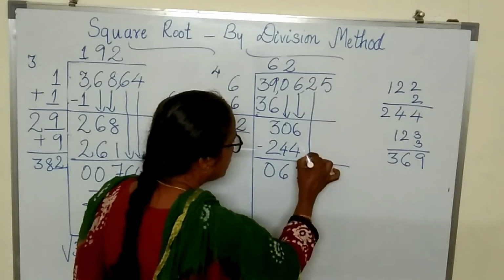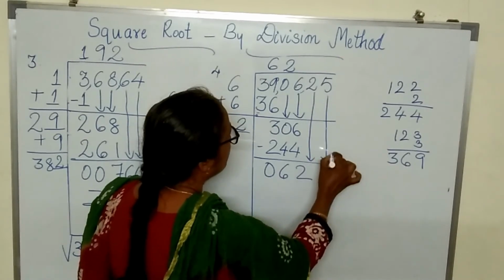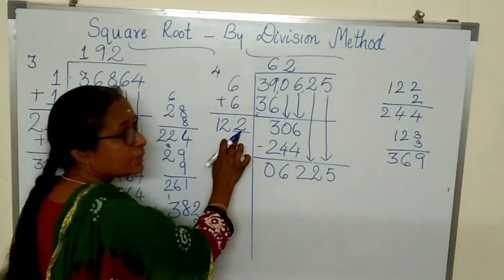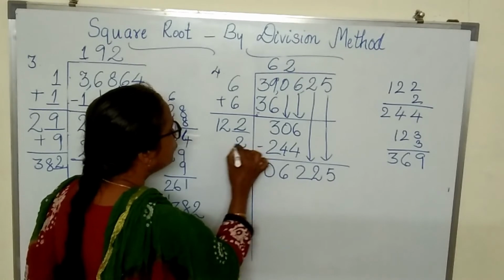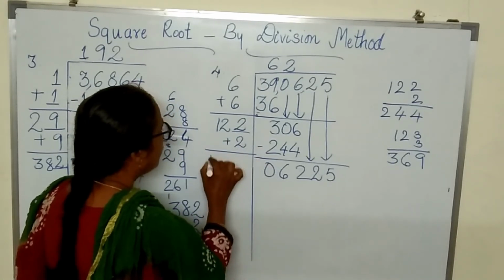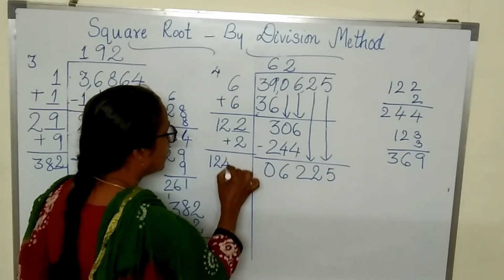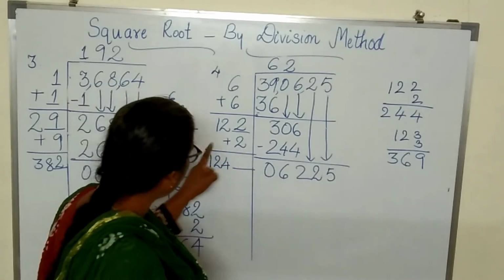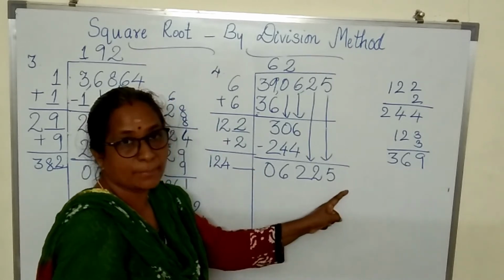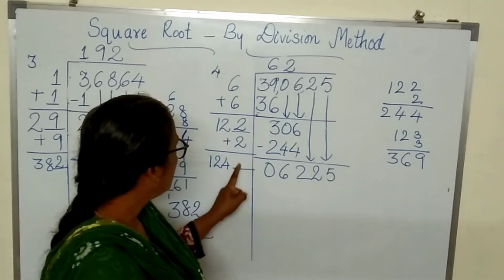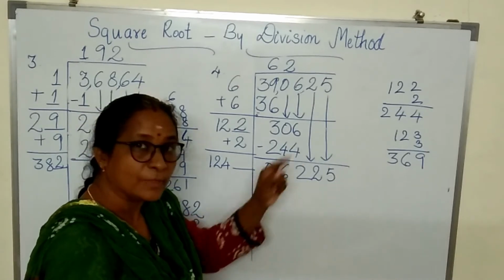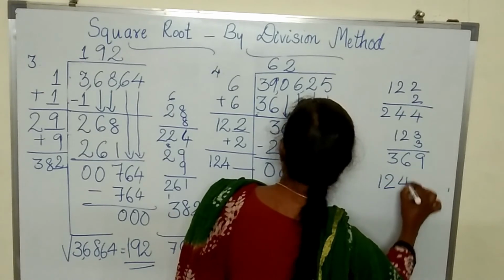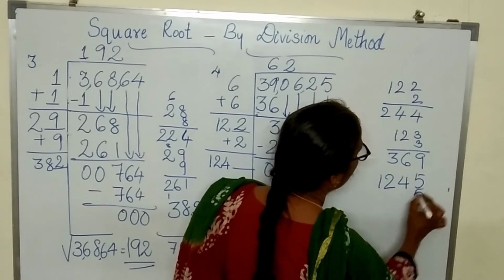Now, bring these 2 digits down. And what do we have to do? Which number did we write? 2. So, add 2 first. 1, 2, 4. And here we have to write a digit by which when we multiply the whole number, we should get this number or a number less than that. So, here what is the number? 5. So, we will try with 5. 1, 2, 4, 5. Multiply by 5.